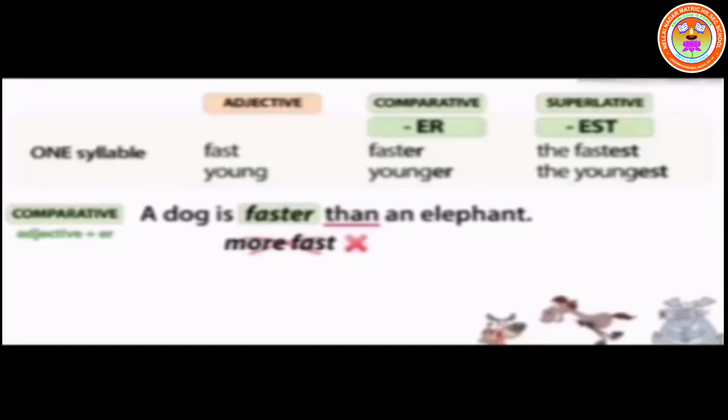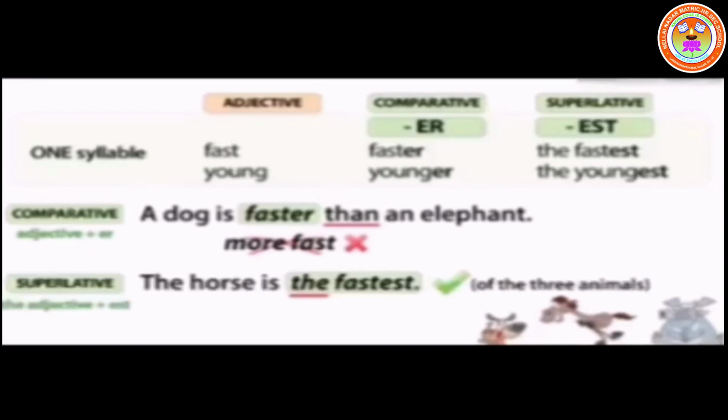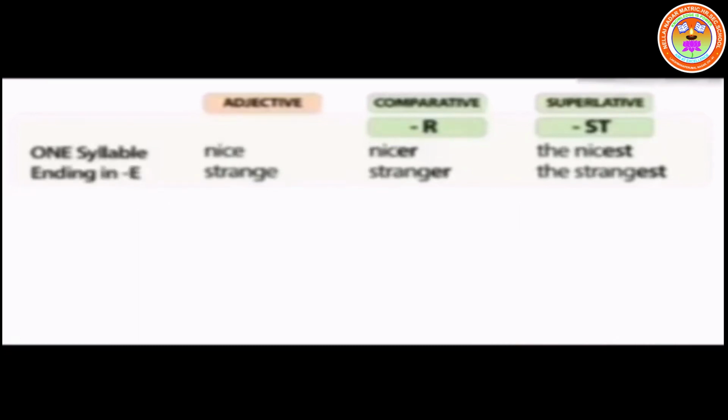To make a superlative, we add est to the end of the adjective. Fast becomes the fastest. Young becomes the youngest. It is important to add the article the to form a superlative. The horse is the fastest. Again, since the adjective has one syllable, we do not say the more fast. No, we say the fastest.